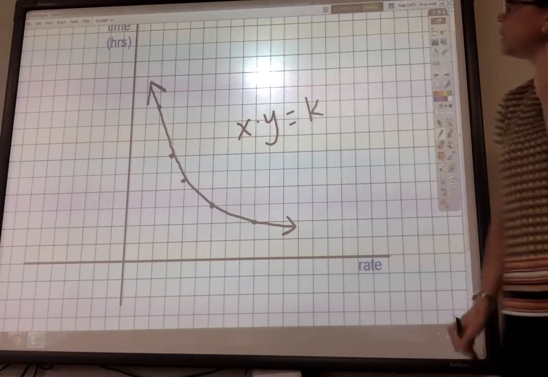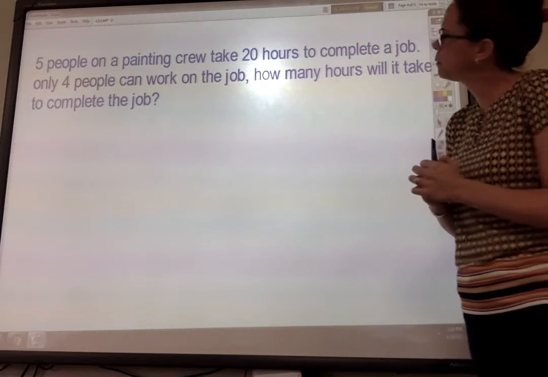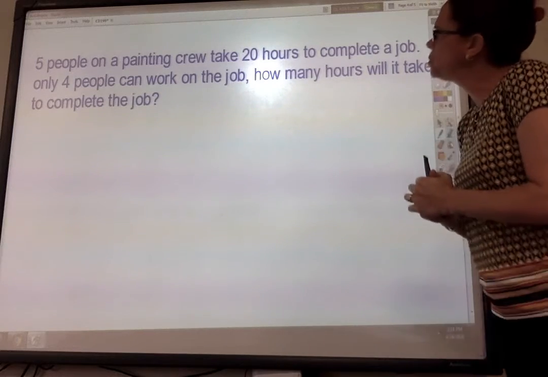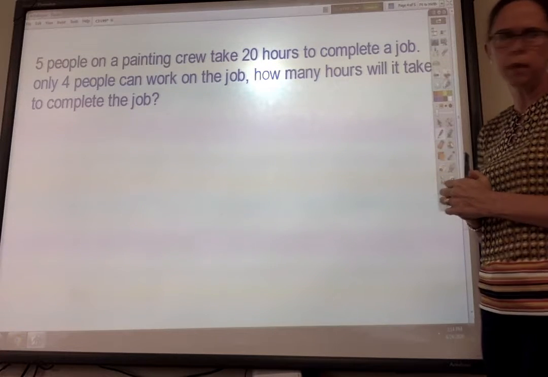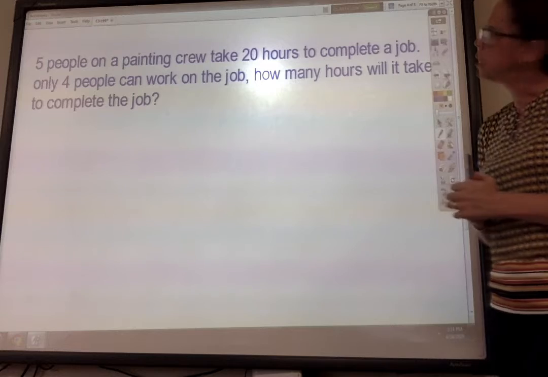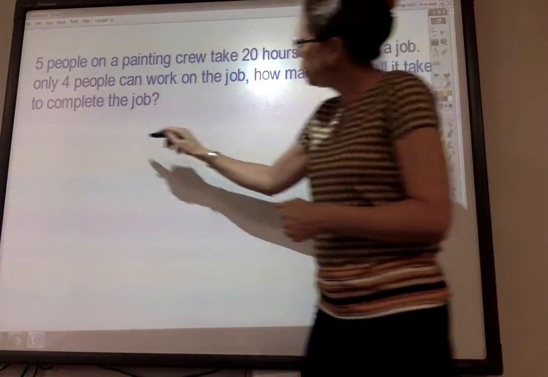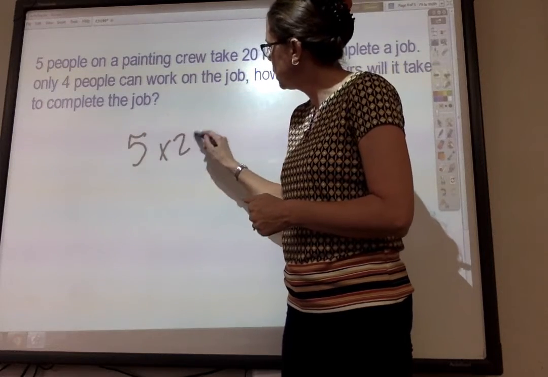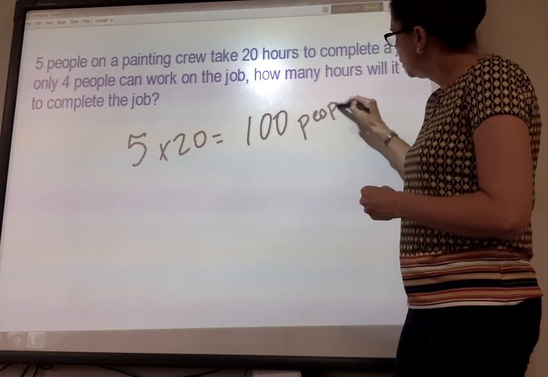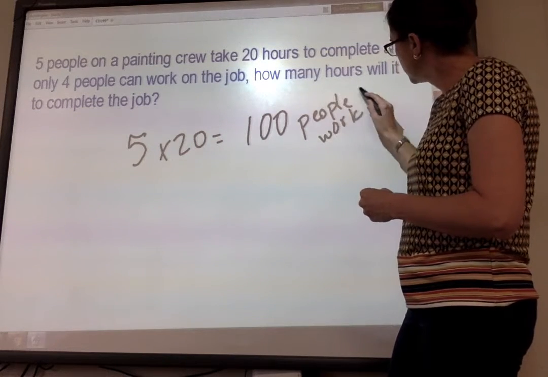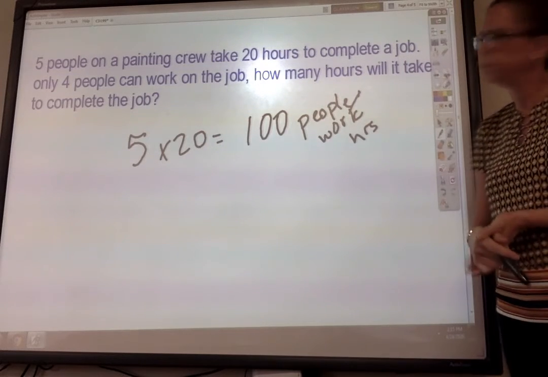Now let's think about one other kind of inverse situation. 5 people on a painting crew take 20 hours to complete a job. So that means 5 people times their 20 hours gives us 100 person work hours.